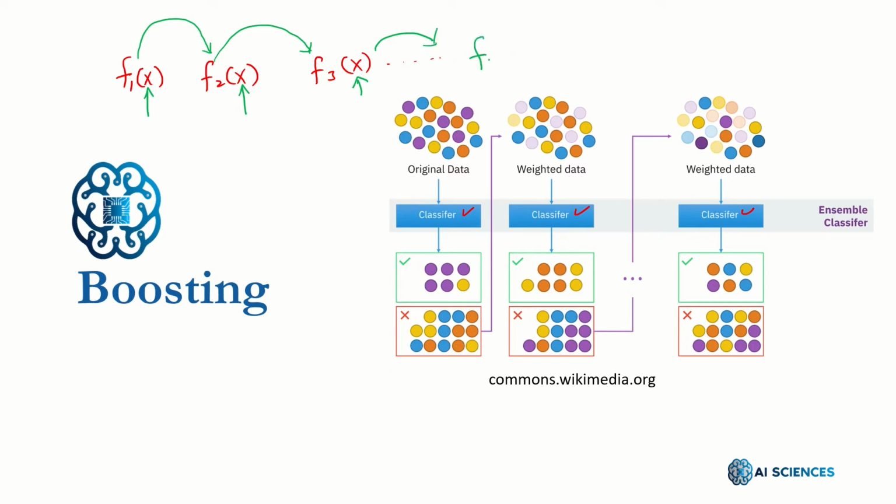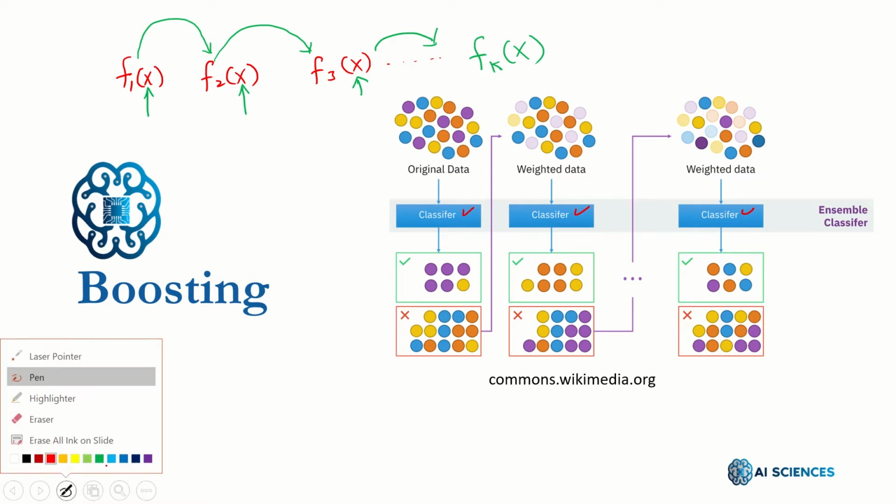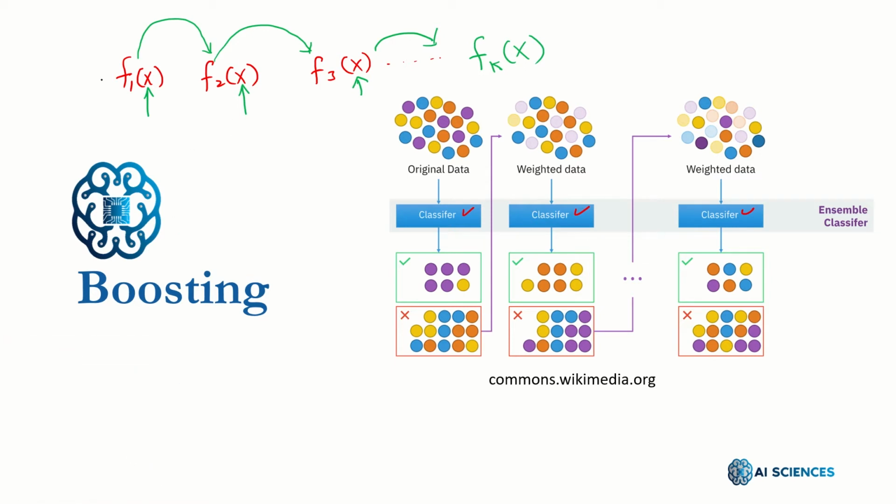And let's say if we have trained k models, then finally one final model is obtained by combining all these models in a weighted fashion. So alpha 1 is a real number, alpha 2 is a real number, alpha 3 is a real number, and alpha k is a real number. So just a weighted combination of all these different models gives one final model, f of x. And that is what boosting is.